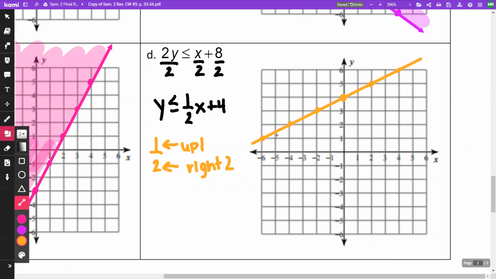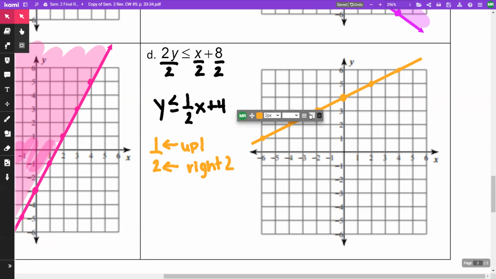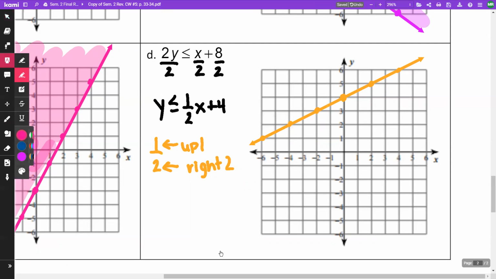And for this one, it's less than or equal to, so I am going to shade below. So I'm going to shade everything below this line. So everything below plus the line is going to be a solution.